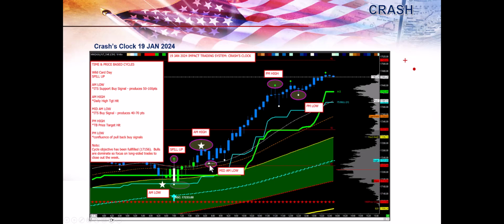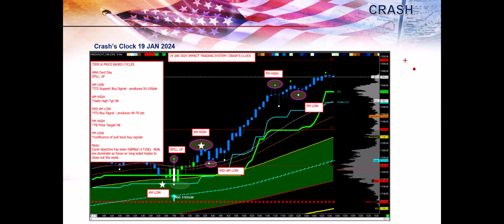Came back down for a very brief pullback to buy at our Fox 3 line in the direction of the continuation of the trend up, where we ended up having a PM high followed by a PM low, and then the market just could not stop. So for the last 30 minutes of the market, we continue to push up and even into the after-hours time frame.